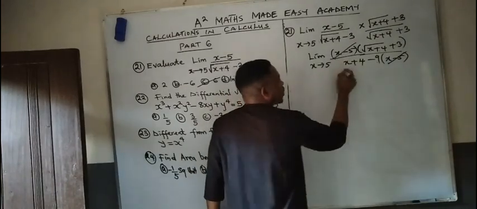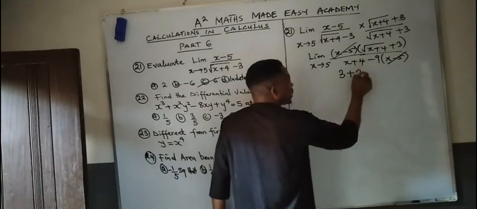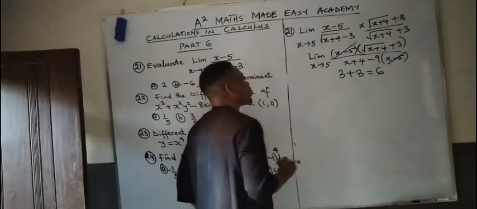9. Then what is the square root of 9? It will give you 3. Then plus 3. And what is the answer? 6. This is called shortcut.